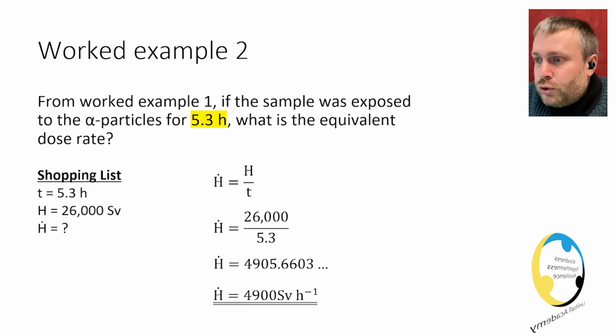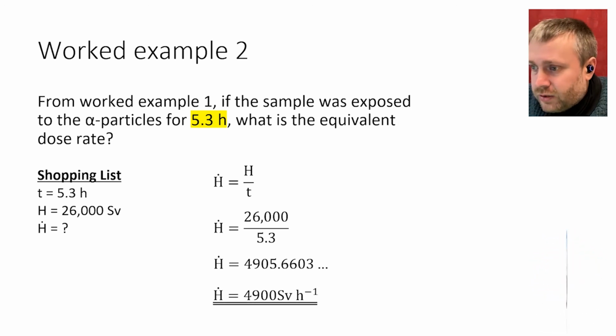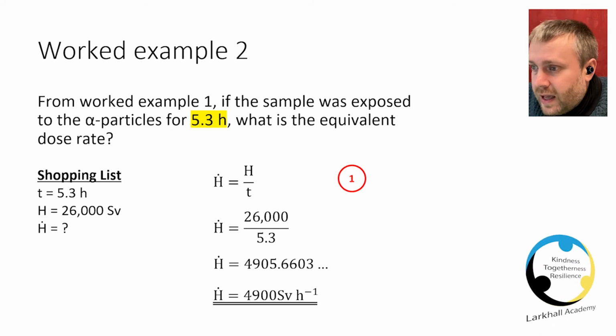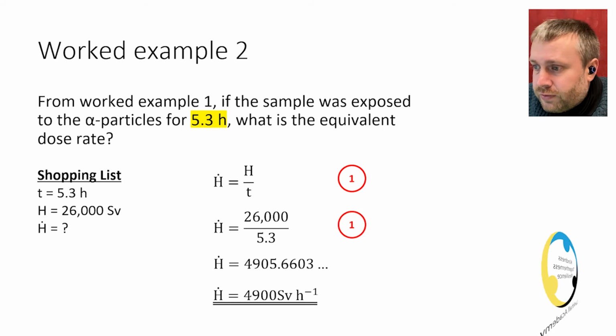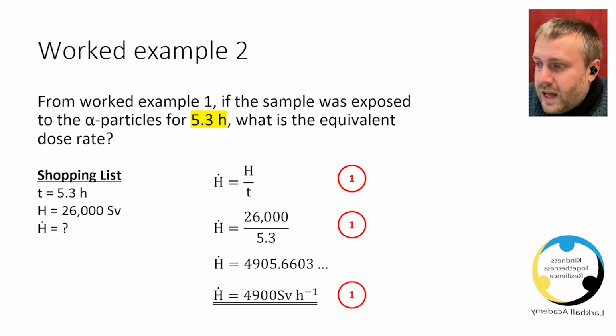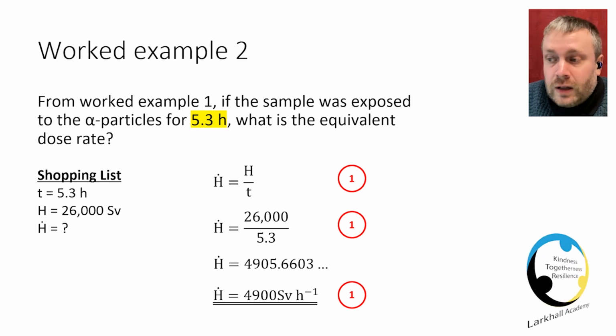So now I'm going to get you to go away and have a look at some questions. Let's just remind ourselves of where we're getting our marks here. H dot equals H over T. So you've got your equation there for your first mark, your substitution for your second, and of course your final answer rounded correctly and with the correct units for your last mark.